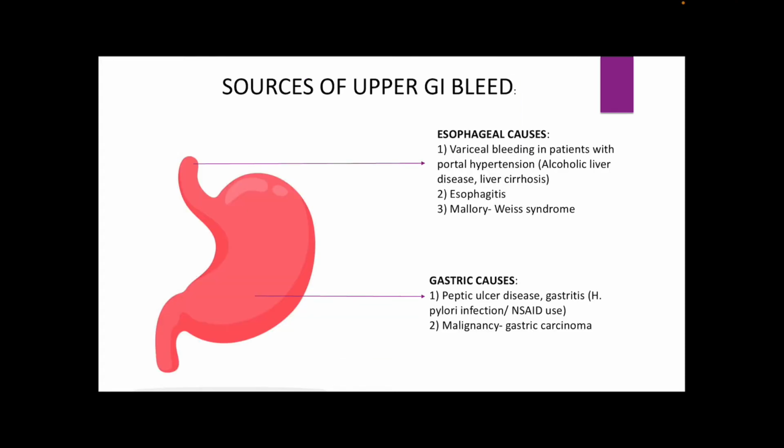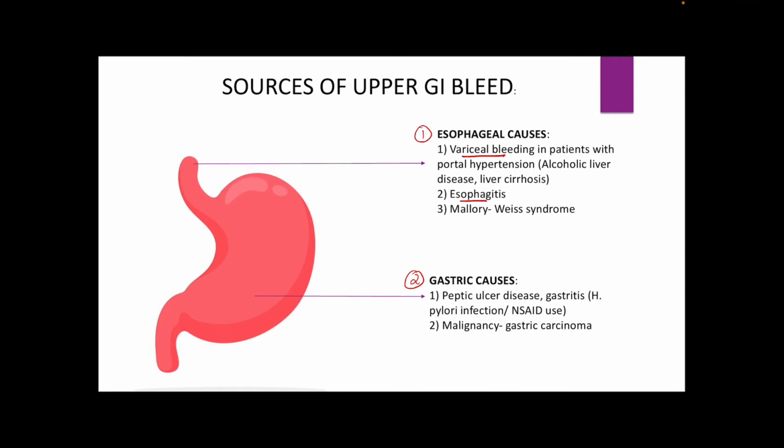Now, what are the common sources of upper GI bleed? I have divided it into esophageal causes and gastric causes. Esophageal causes are variceal bleed in a patient with portal hypertension. That hypertension could be because of alcoholic liver disease, or liver cirrhosis due to various causes like hepatitis, non-alcoholic fatty liver disease.